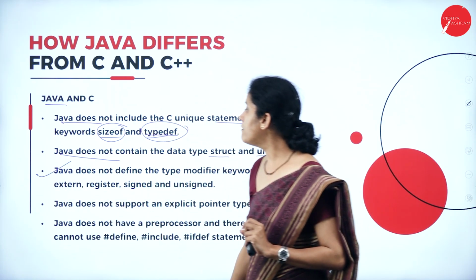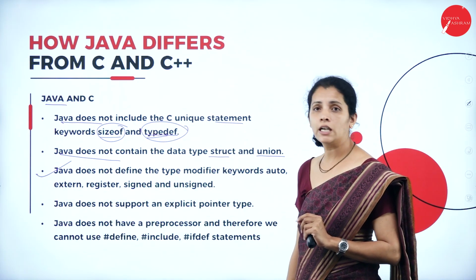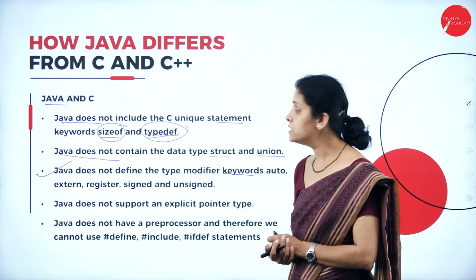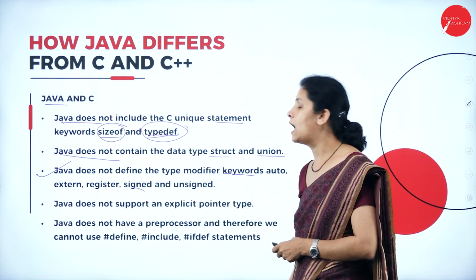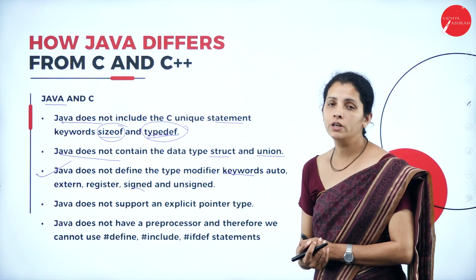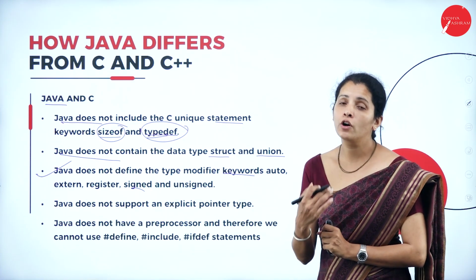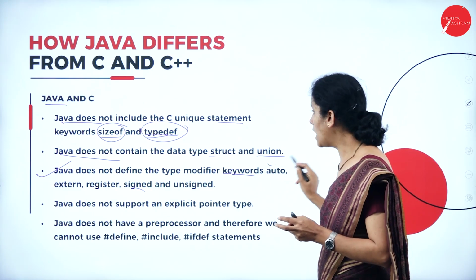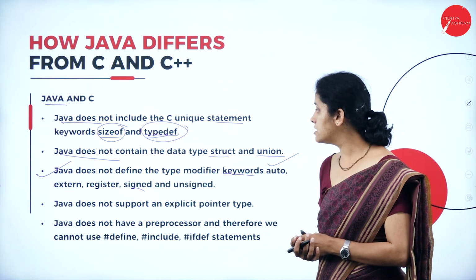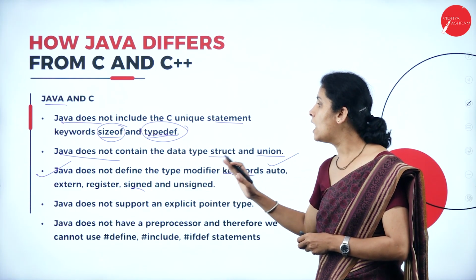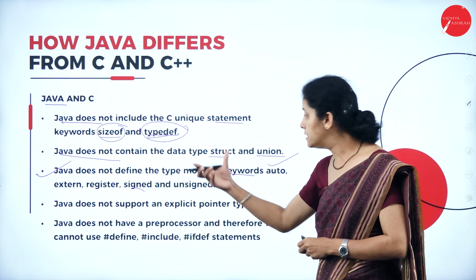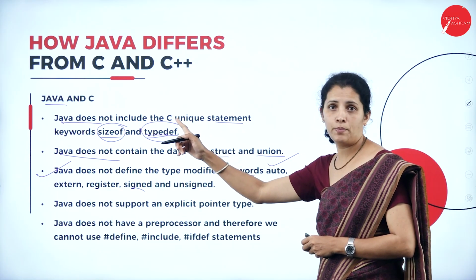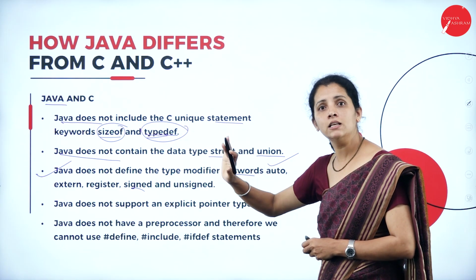Now, Java does not define the type modifier keywords auto, extern, register, signed and unsigned. So, dear student, when we talk about the type of the data, we have auto, extern, register, signed and unsigned. But all these keywords are supported by C, but not in Java.